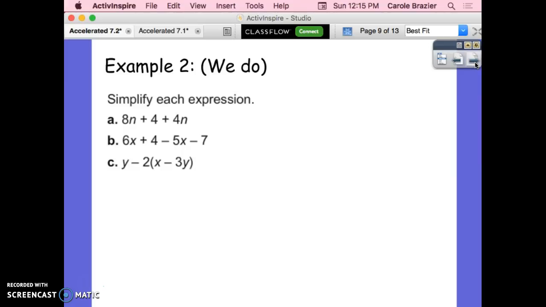Okay, welcome back. For A, you should have gotten 12n plus 4. B, you should have gotten x minus 3. And C, you should have gotten 7y minus 2x.